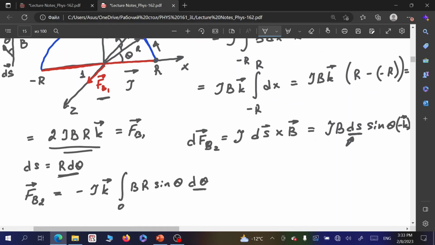So we go from 0 to pi. Again, we consider a uniform magnetic field. The radius also doesn't change because it's a semicircle, so we can take them out from the integral. So it will be minus I times B times R times K unit vector, integral from 0 to pi of sine theta d theta.